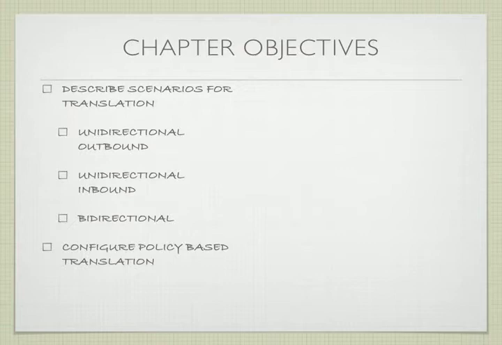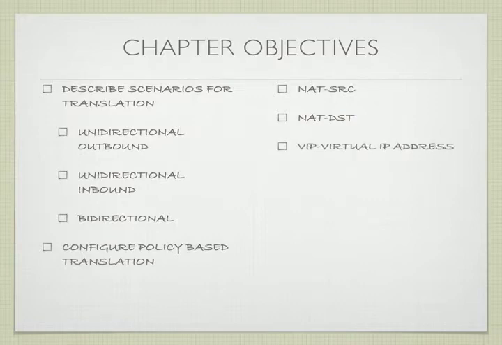You can configure policy-based translation of the source addressing, NAT-source, NAT-destination. You can use virtual IP addresses, the VIP feature, and you can use a mapped IP address, the MIP feature. And we will review the methods to verify that NAT operations are occurring. So these are the objectives for this session, and all of this material is part of the JNCIA exam.